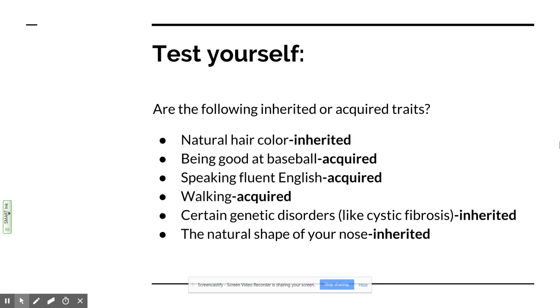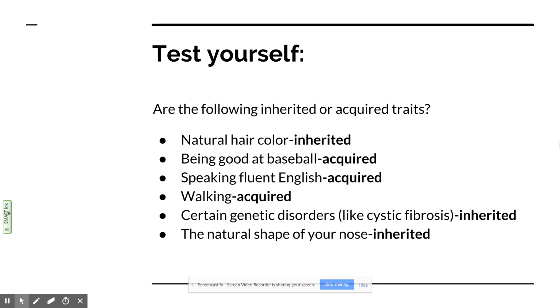And those are the answers. Natural hair color, that would be inherited because that comes from your DNA. Being good at baseball, you probably went to practice a lot, so you learned how to be good at baseball. Speaking fluent English, you learned that as you were growing up, listening to other people speak. You learned how to walk.